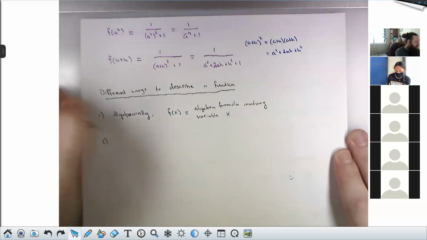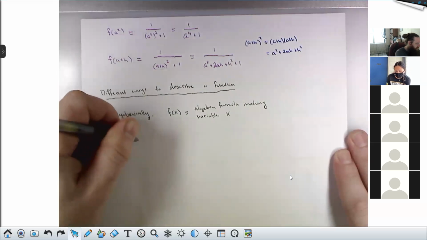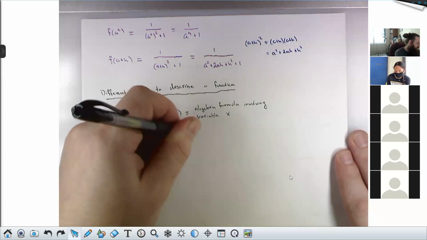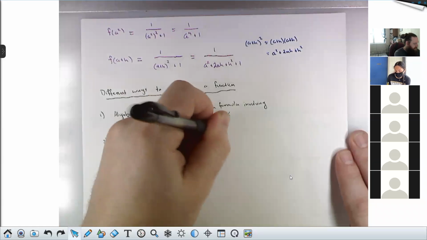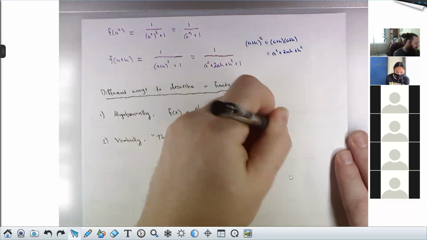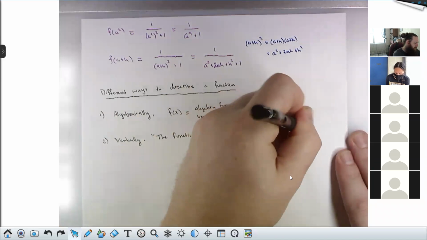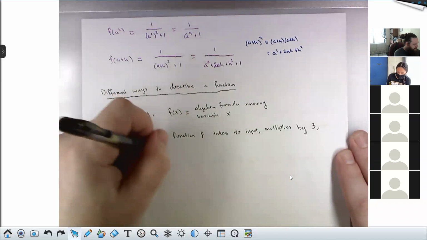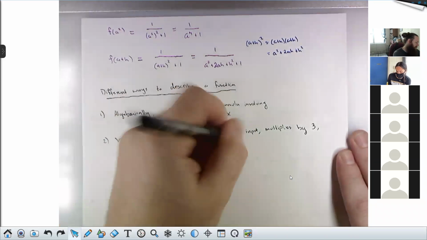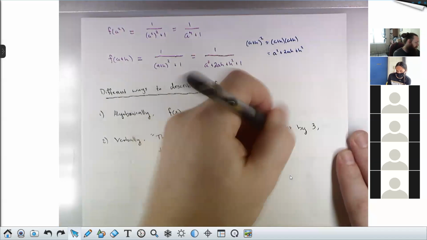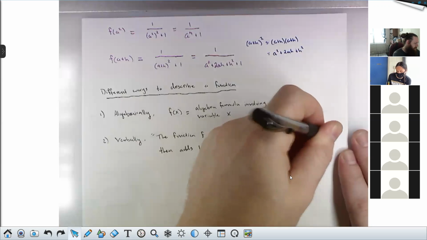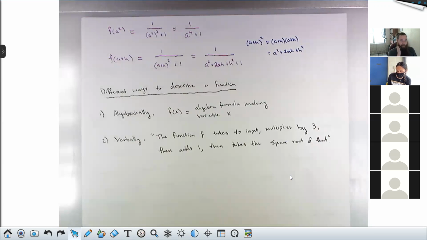We can describe a function, like I said, verbally. For example, I could say the function takes its input, multiplies by 3, then adds 1, then takes the square root of that. So this does define a function.